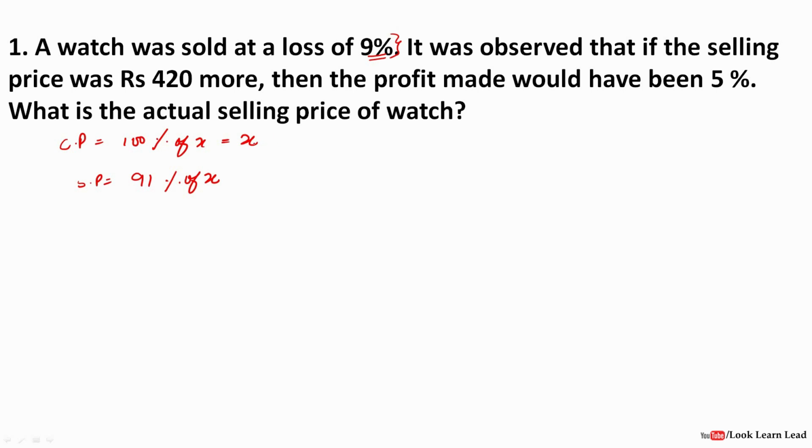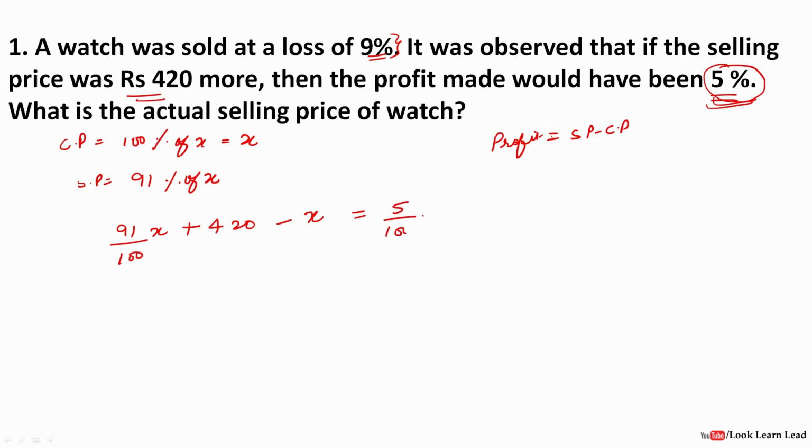Okay. Now if the selling price was 420 more, we can write it as 91 upon 100 X, and we are going to add 420 to the selling price. If the selling price is 420 more, then the profit would have been 5%. So we all know profit is equal to selling price minus cost price. Selling price is this and cost price is minus X. So here the profit is 5%. It is 5% of what? Profit is always on cost price. So the profit is 5% of X, so it is 5 upon 100 of X.